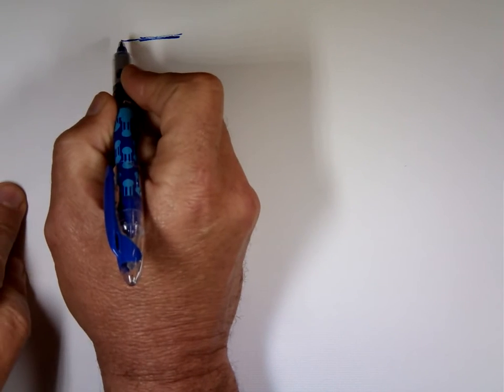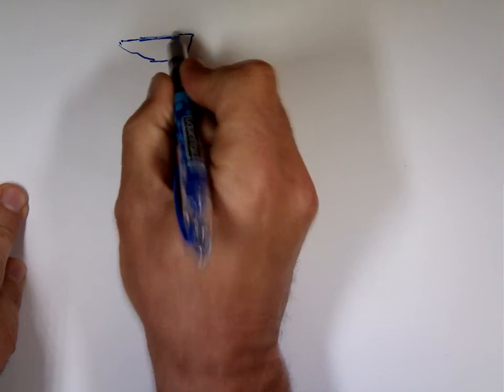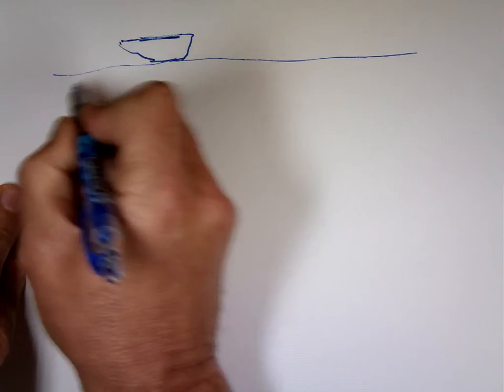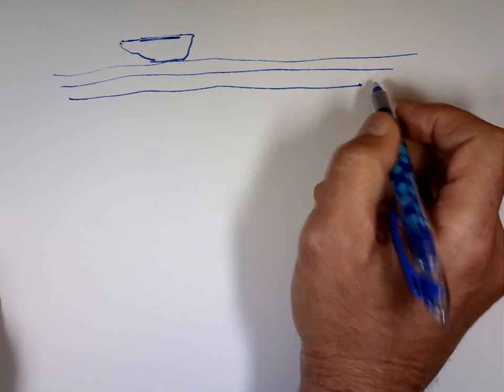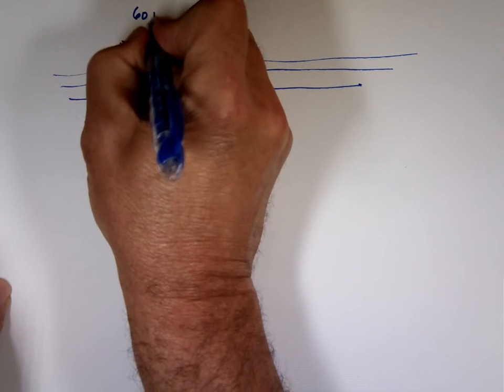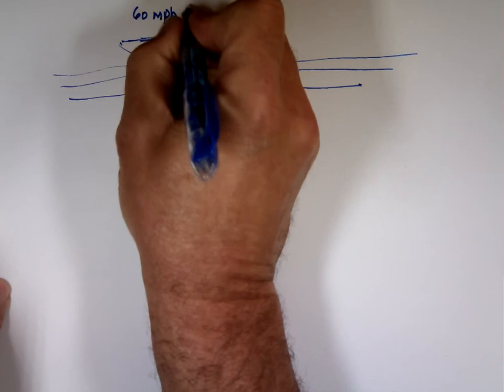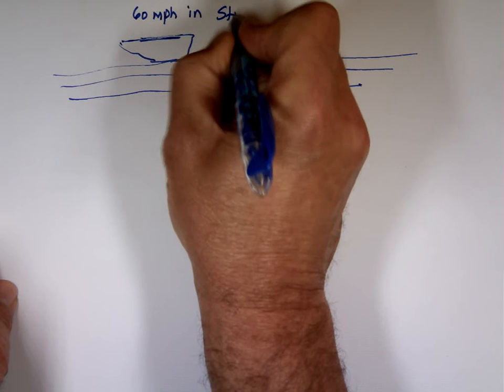Let me try one more. We have a boat here. I'm not really good at drawing pictures here. This is the boat. This is the water here. The speed of the boat is 60 miles per hour in still water. Still water. The water is not moving.